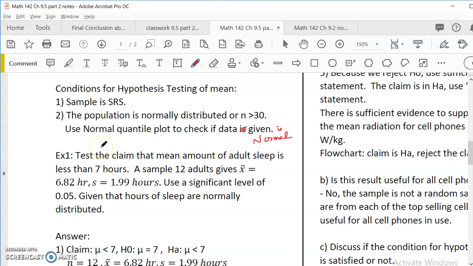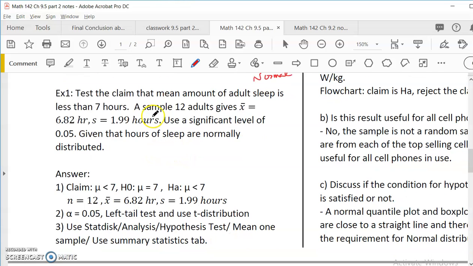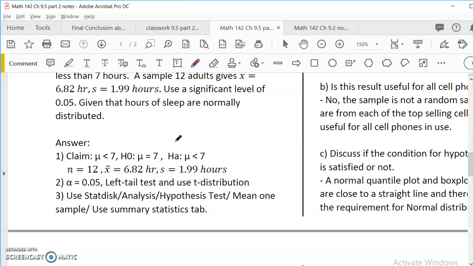Okay, so let's do the first example. We want to test the claim that the mean amount of adult sleep is less than 7 hours. The best way to do that is to collect a sample of 12 adults, find X-bar and also s, and use a significance level of 0.05 to test this claim. Now, we have a really small sample size. But it's lucky that we know hours of sleep are actually normally distributed, so we don't have to worry about the central limit theorem.